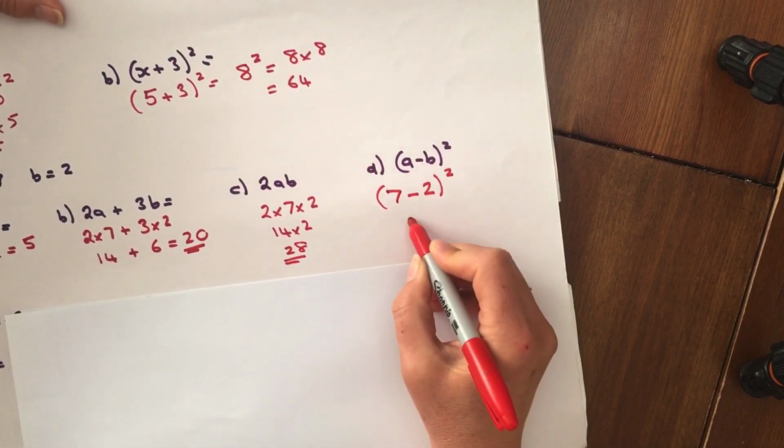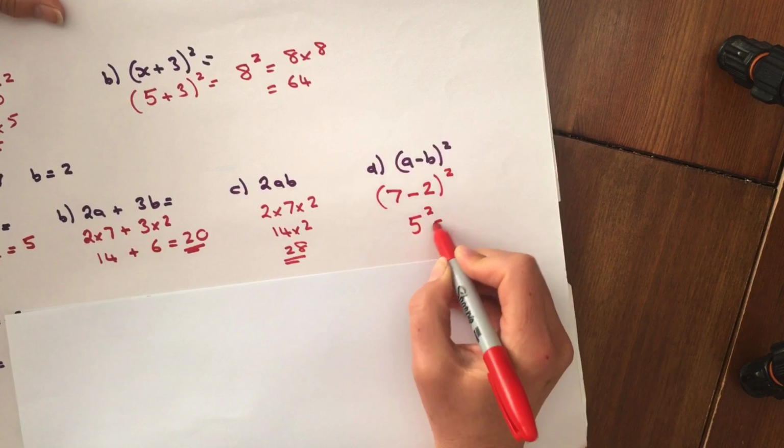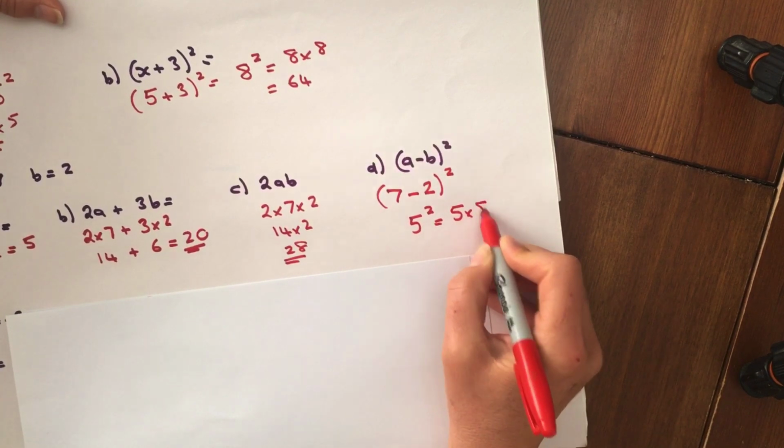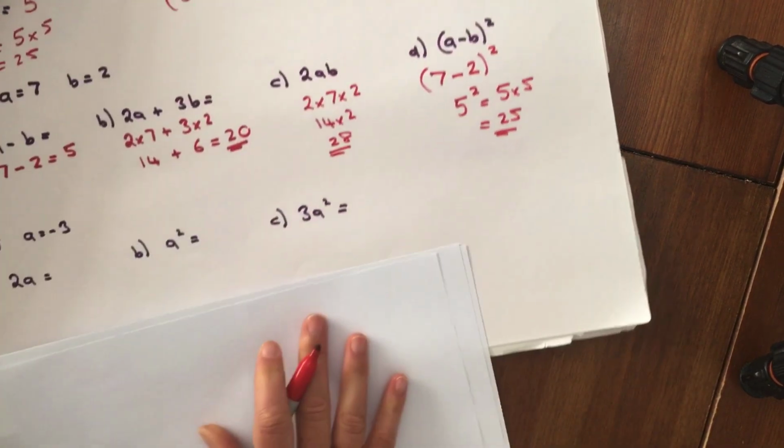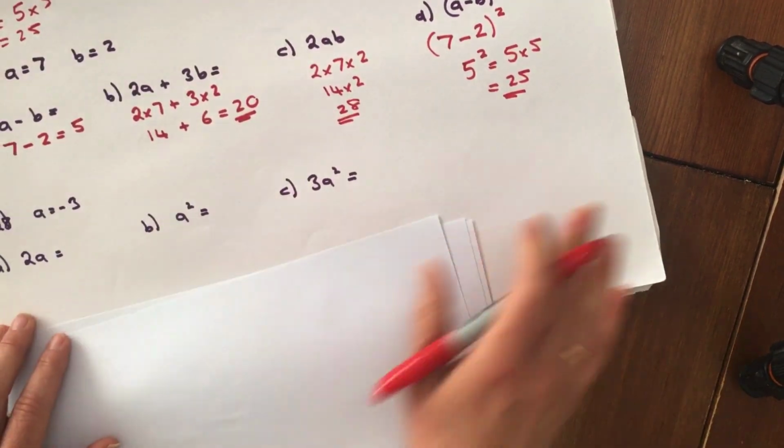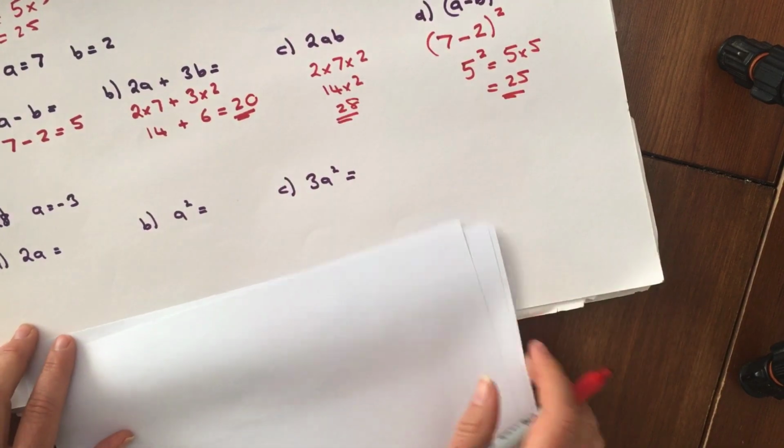Take them away, work out inside the brackets first and square. 5 squared, 5 times 5, 25. Right, well done. We're on to the last question. Well done if you carried on listening for all this time.